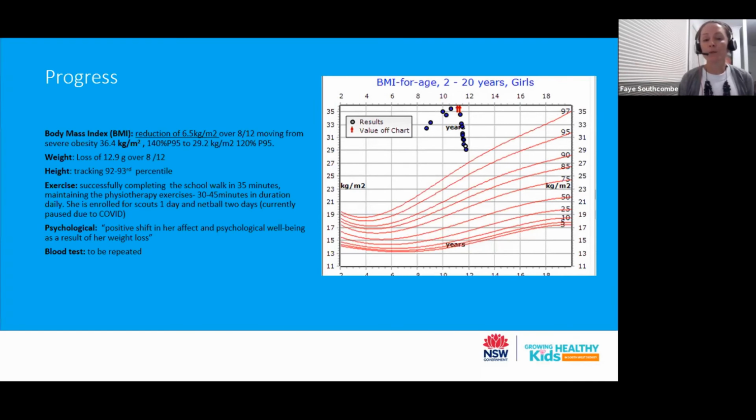Whereas for parents, we can use a description of she is at a reduction from 140% of the 95th percentile to now 120% of the 95th percentile. And anything below that, she'll be back in our obesity range.